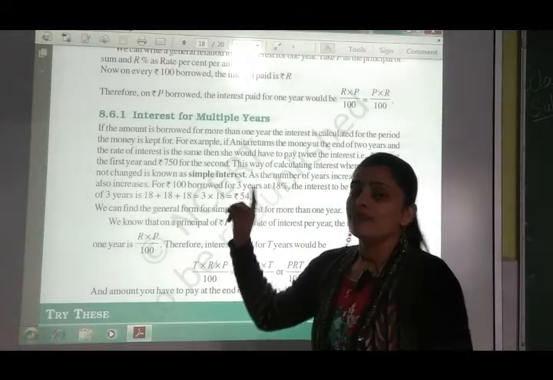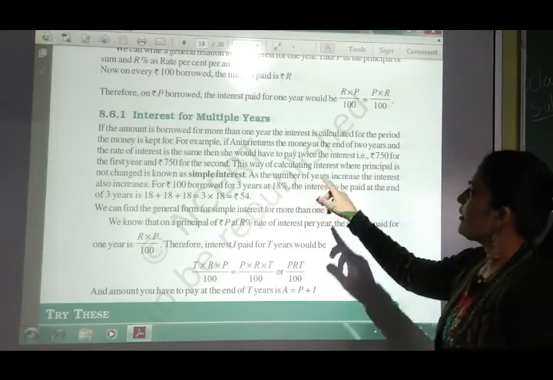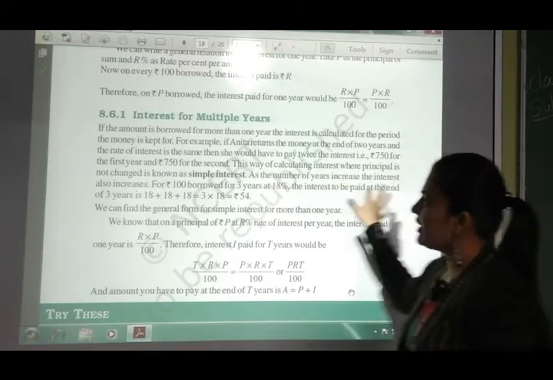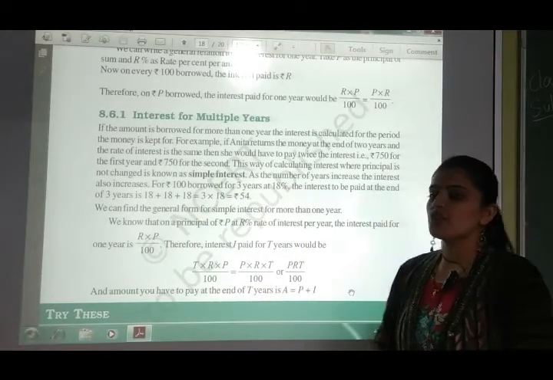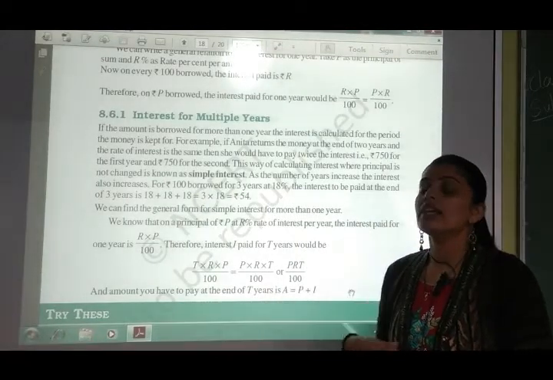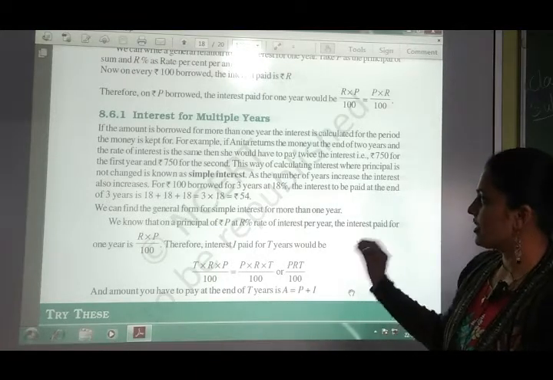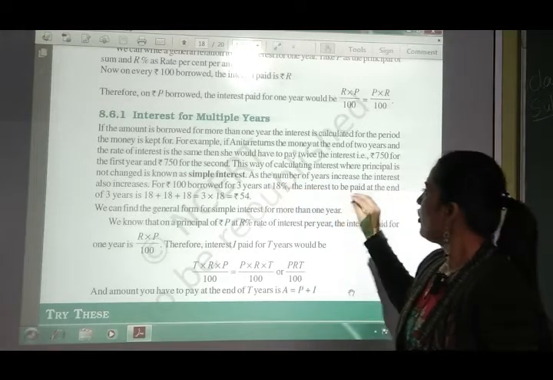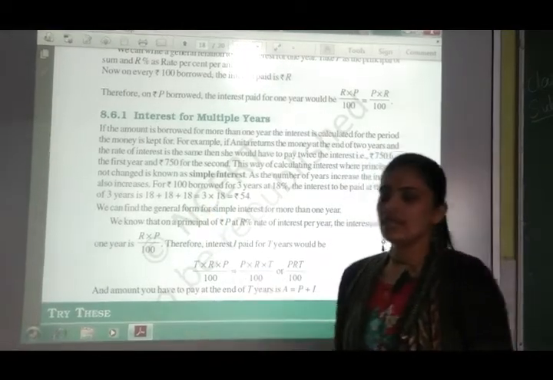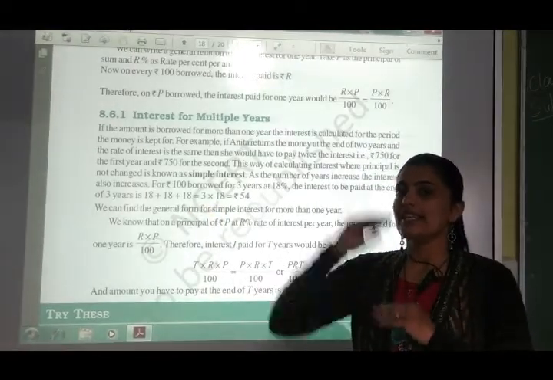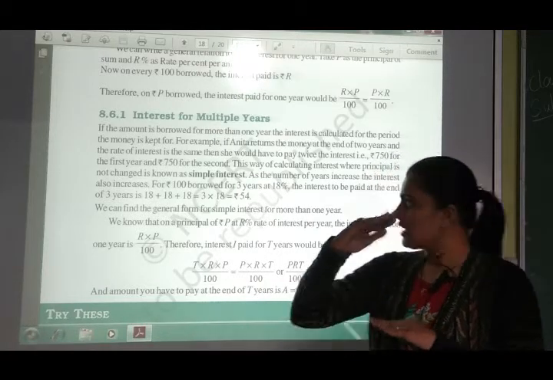Rupees 750 for the first year and rupees 750 for the second year. This way of calculating interest, where the principal is not changed, is known as simple interest. Whenever the principal is not changed, that means whatever amount you are borrowing is not changed, then that is called simple interest. As the number of years increases, the interest also increases.